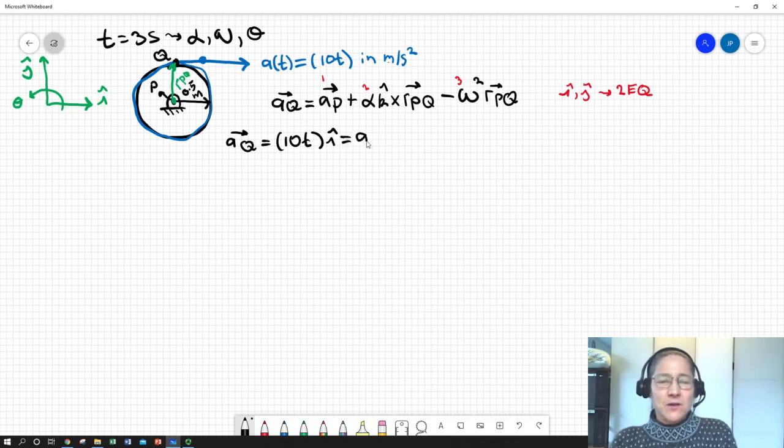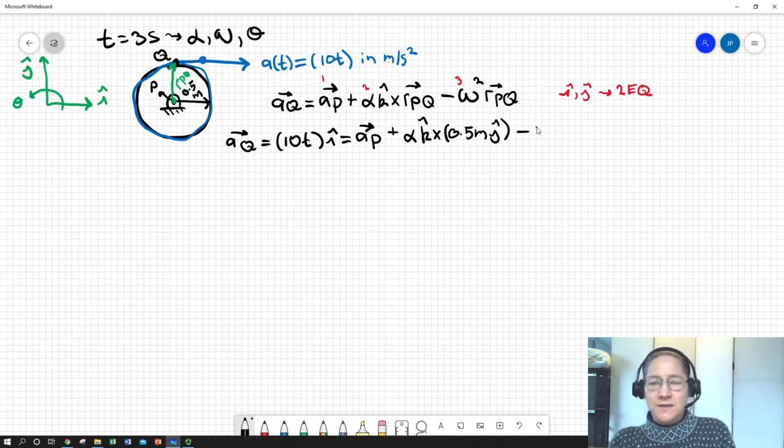Okay, so that's going to equal the acceleration of point P plus alpha k hat cross 0.5 meters in the positive j hat direction, minus omega squared, the magnitude of the angular velocity squared, times 0.5 meters j hat, which is again our r from P to Q.